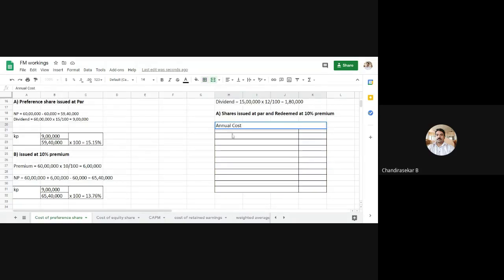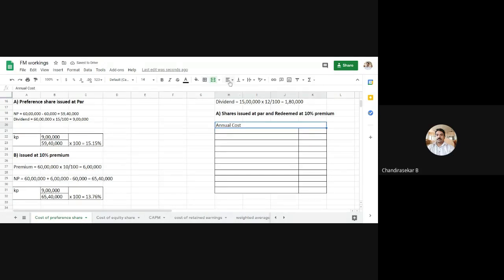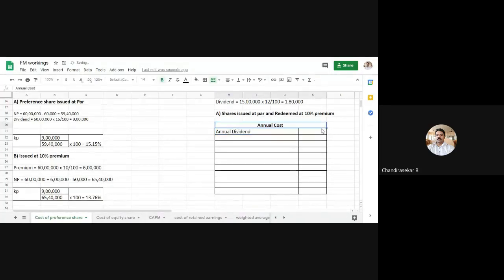If the company goes for issue at par, what will be the annual cost? So dividend is always there. The company has to bear the dividend charges. In addition to that, issue expenses, right? Yes, sir. And flotation cost, issue expenses and premium on redemption. So preference dividend, annual dividend. How much is the dividend? 1,80,000 rupees we already calculated, right? Yes, sir. 1,80,000 rupees annual dividend and plus issue expenses or flotation cost.